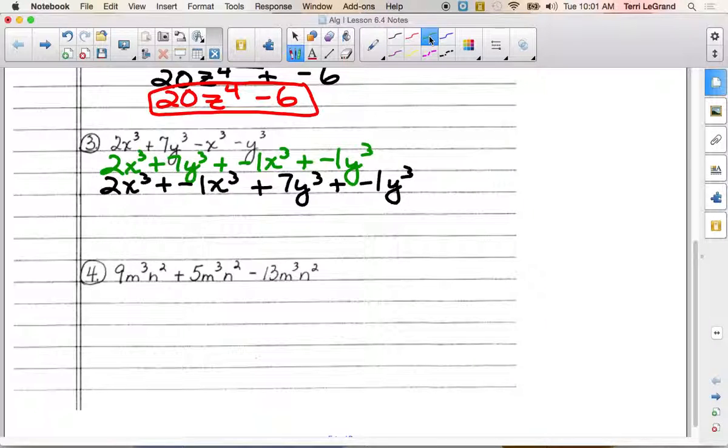So how many x cubes do we have? Devin, how many x cubes are there? 2. I think there's a 2 and then there's a plus a negative 1. So would that be a 1x cubed? I thought you meant terms. Oh. How many y cubes are there? 6. When we combine those, we get 6 of them.